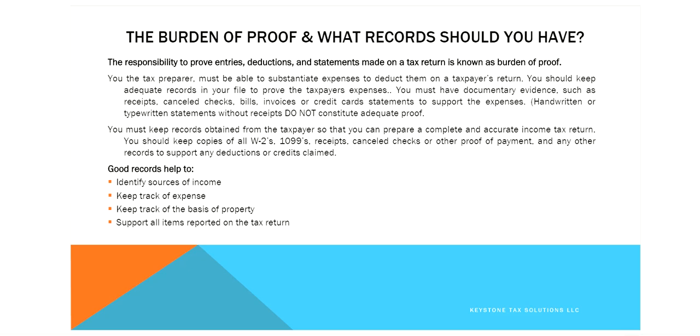You must keep records obtained from your taxpayer so that you can prepare a complete and accurate income tax return. You should keep copies of all W-2s, 1099s, receipts, cancelled checks, or other proof of payment, and any other records to support any deductions or credits claimed. Good records to keep: identified sources of your income, keeping track of your expenses, that will keep you really organized, keeping track of the basis of property, and support for all items reported on a tax return.